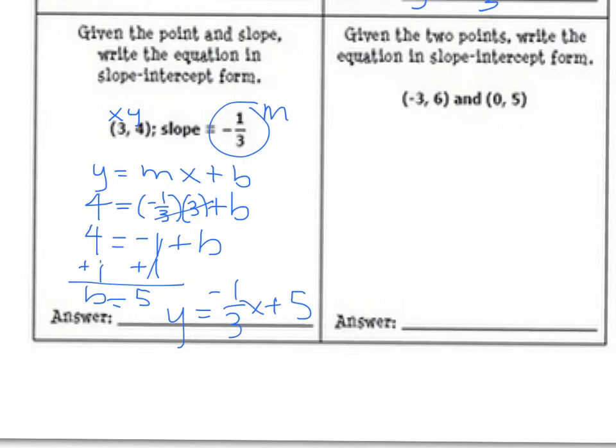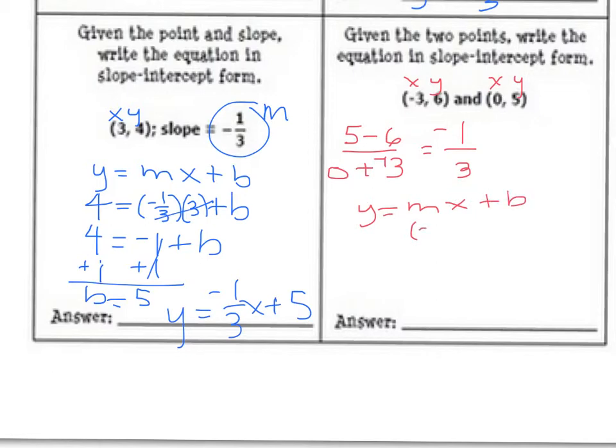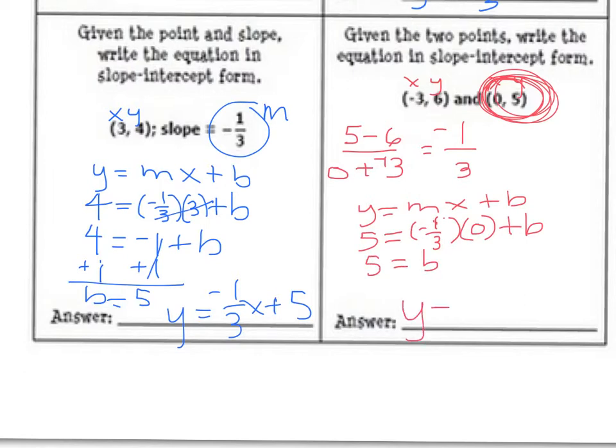Okay, last one. X, y, x, y. So we're going to do 5 minus 6 over 0 minus negative 3. I got that double negative again. So this is negative 1 over 3. Okay, y equals mx plus b. I know m is negative 1/3. I only need one of these equations. I'm going to use this point, 0, 5. It's easier. 5 is y, 0 is x. So 0 times anything is 0. So it's just b equals 5. And there it is. Negative 1/3 x plus 5.